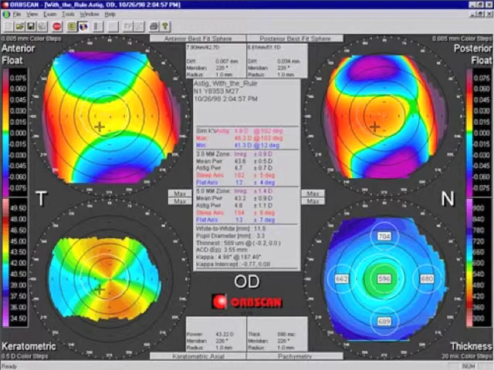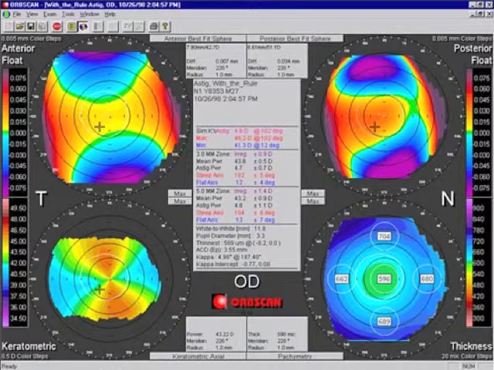So we see the cylinder here. This resolves for us the cylinder. Of course, what we're interested in is the refractive effect of the cylinder. And again, that's shown in the lower left-hand corner. But the upper left-hand corner shows us the shape of the anterior cornea compared to a reference sphere.